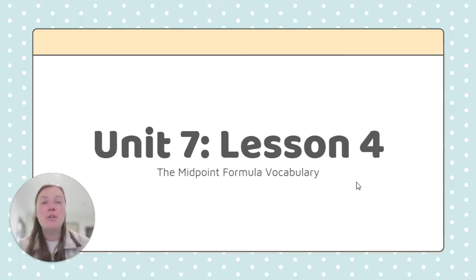This unit is on the midpoint formula. We've talked about midpoint before, but let's go over the concepts for this lesson and make sure that you understand them before we get started on the lesson itself.